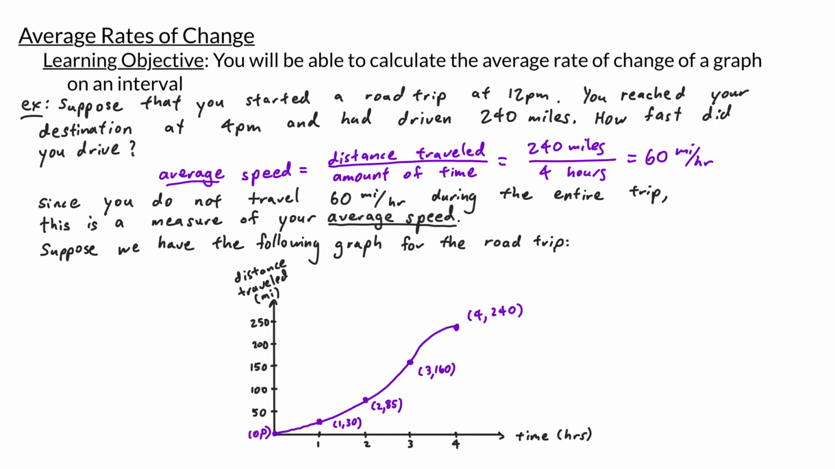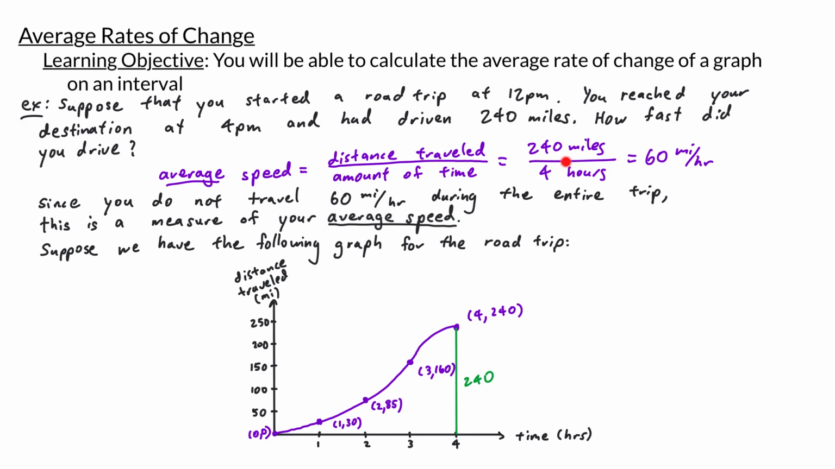Now let's look at our calculation for the average speed. We took the distance traveled and we divided by the amount of time it took. So 240 miles divided by 4 hours gave us the average speed of 60 miles per hour. But let's look at what these quantities mean in terms of our graph. In our numerator, the 240 miles can be thought of as the vertical distance from the x-axis all the way to our point (4, 240). This green length that I've drawn here has length 240 because that's the y-coordinate of this point.